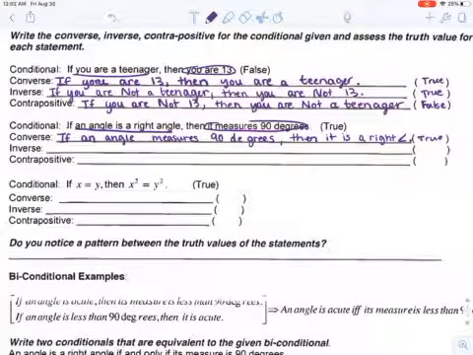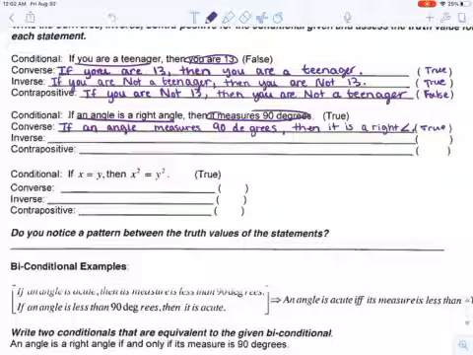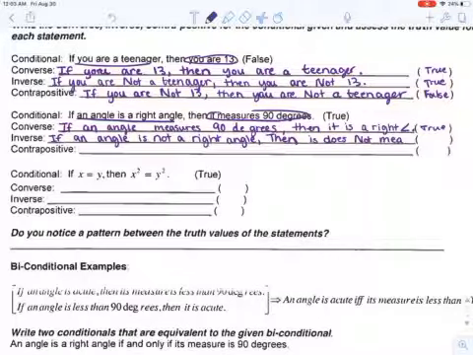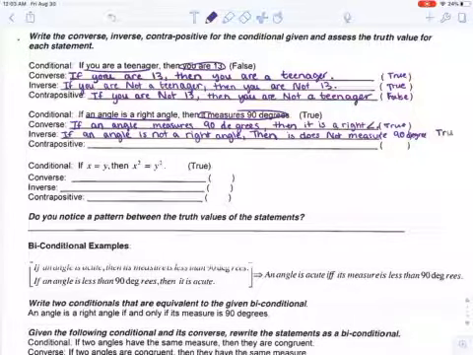Next, we're going to write the inverse. We have to not it. If an angle is not a right angle, then it does not measure 90 degrees. This statement is also true.